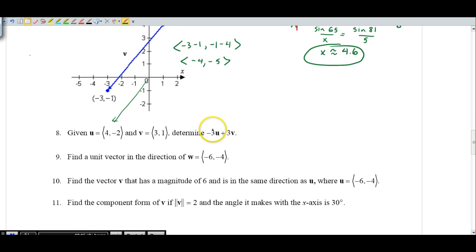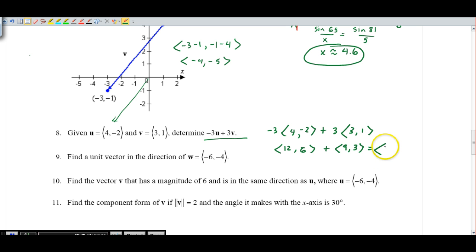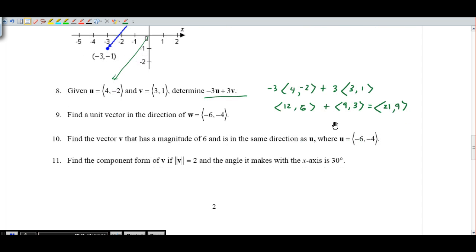So we want to determine the scalars here, so -3 times 4, -2, plus 3 times 3 comma 1, which is 12 comma -12 6, plus 9 3, which is equal to 21 comma 9. Find a unit vector in the direction of W.